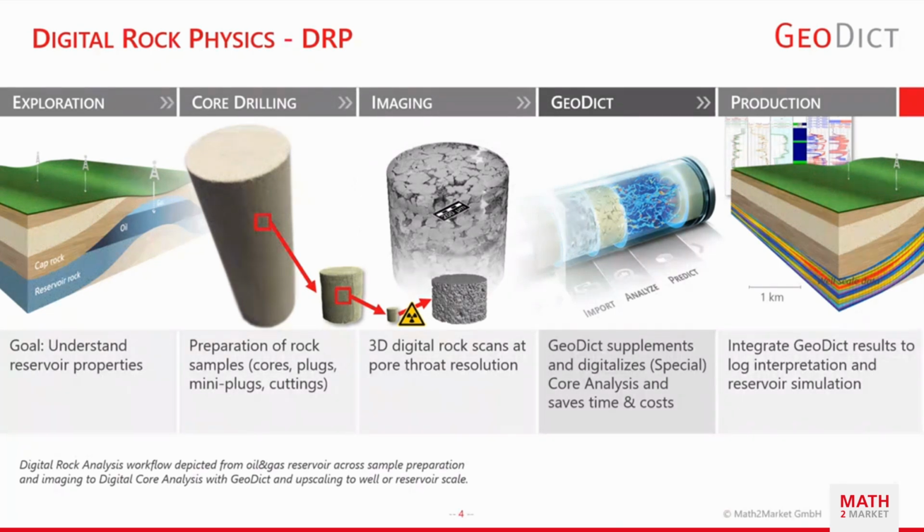Okay, having that sample can be input into GeoDict, where GeoDict supplements and digitalizes special and routine core analysis and more. And with GeoDict, you can save time and cost compared to conventional lab experiments. With that, you typically do the upscaling part. I'm sure we'll have more discussions about that part today in our session: the upscaling to the well log, integrating data into that, or feeding a reservoir simulator with properties determined at the pore scale.